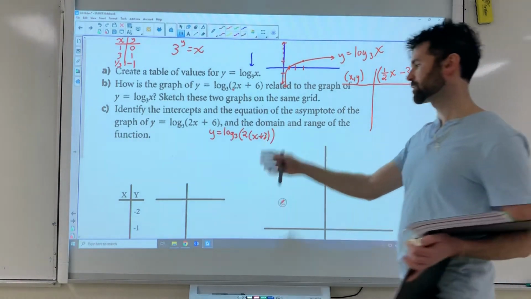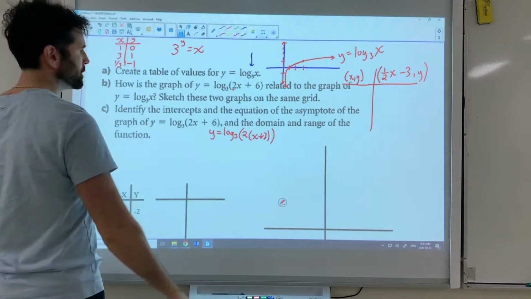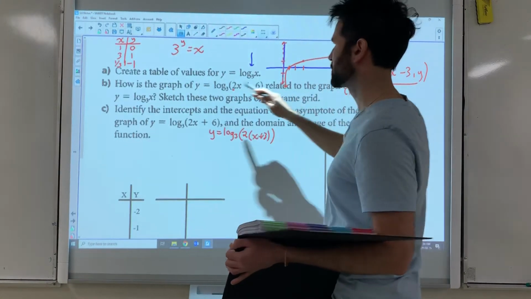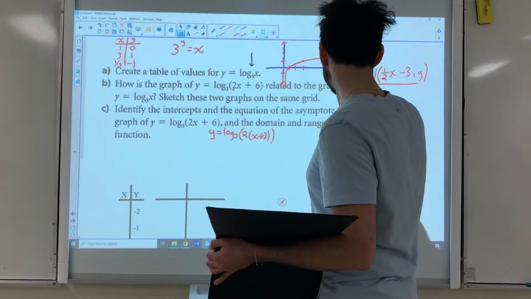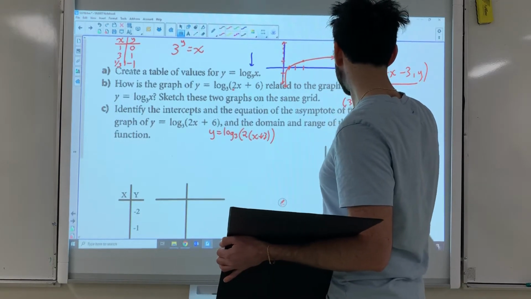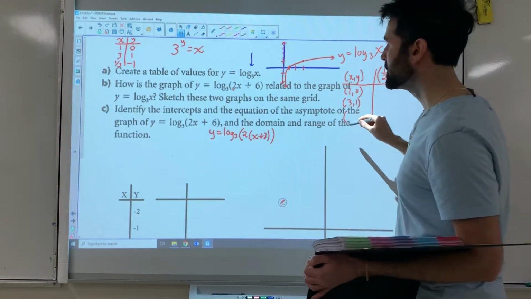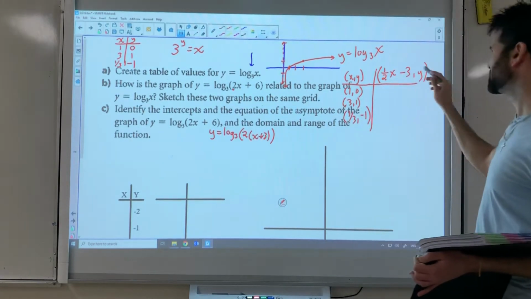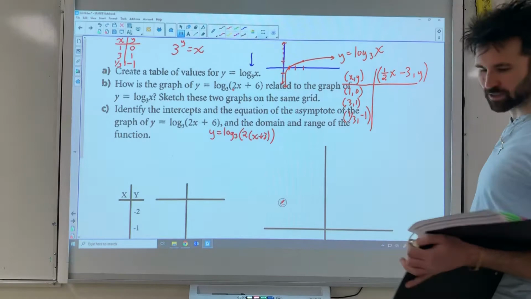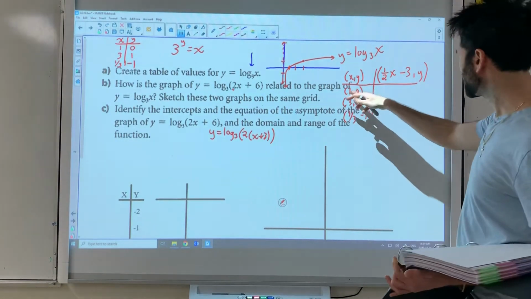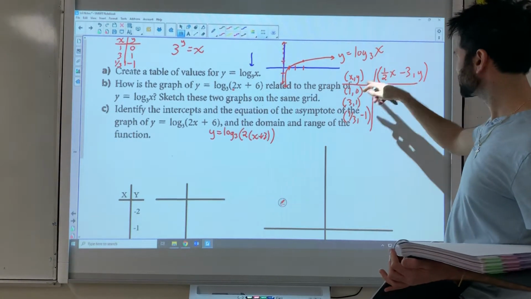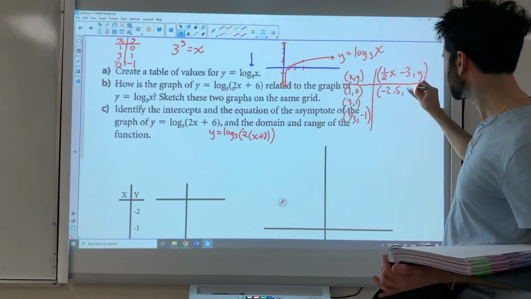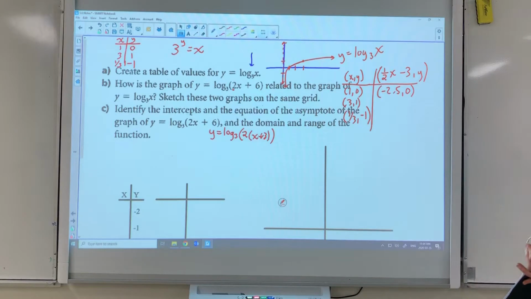Now again, this is harder than what you typically see on the exam. Not all these points translate very well; they're not very nice. So if I just grab my points from the original graph that I created, (1, 0), (3, 1), and (1/3, -1), I can try to do these transformations, but boy, they're real ugly. Really, really ugly. 1/2 times 1 is 1/2, subtract 3. So we get -2.5. So that's where that point went.